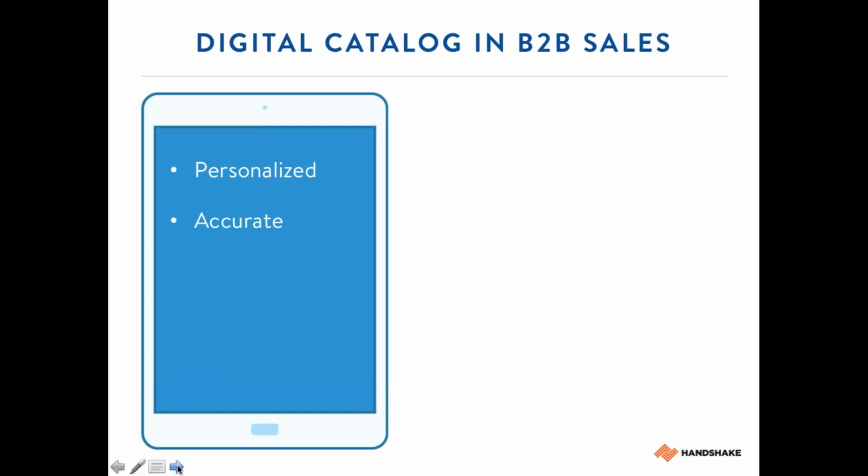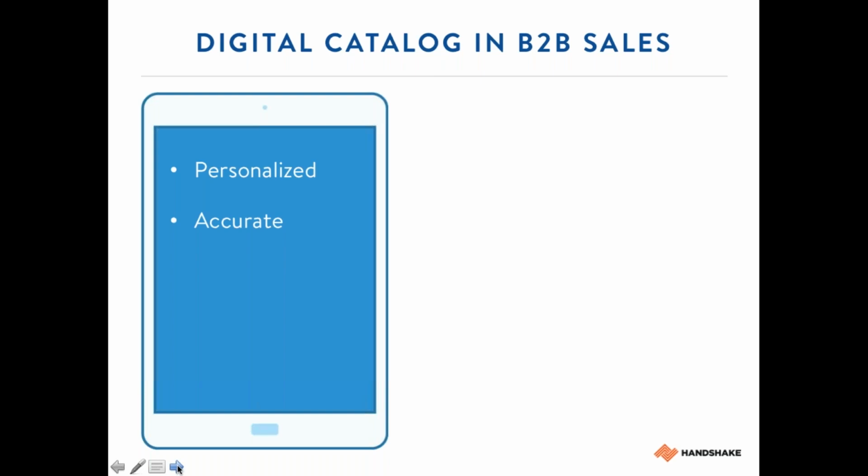So it's also accurate. One of the biggest disadvantages of a paper catalog is that, given the nature of most businesses, pricing, imagery, descriptions, and availability are evolving, sometimes even on a daily basis. So usually by the time a physical catalog is printed, it's already obsolete. And this is actually a little different than what we talked about before.